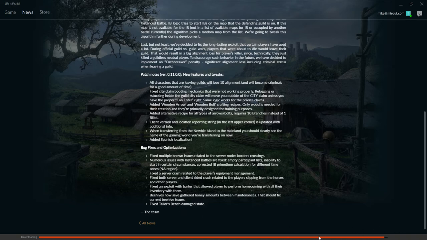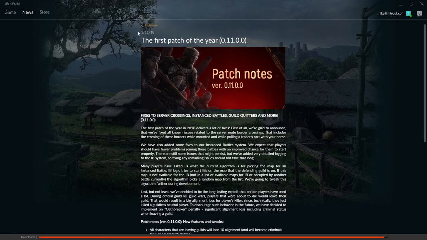I'm waiting for the game to upload. As you can see here, it's downloading and it's not patching this little bit here. So still the game isn't patching, even though they've supposedly put all these fixes in. What's the date of this patch? 1/11/18, so this past week, the first patch of the year, there's still issues.